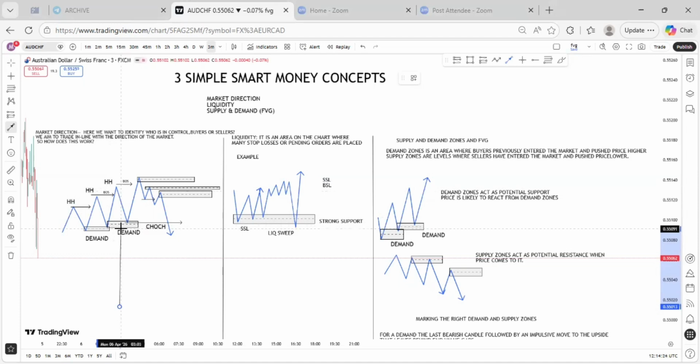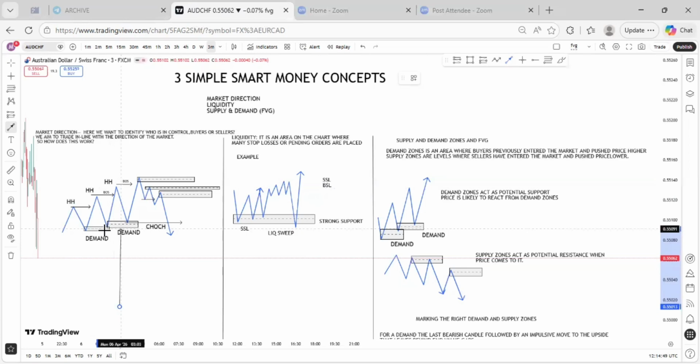Whenever price comes to mitigate those demand levels, we want to be looking for ways to just buy. As long as the price remains above our demand zones, we're looking for scenarios to just be buying, because the market will always come back to mitigate those demand zones. So we are just looking for ways to trade in line with that particular trend, right?